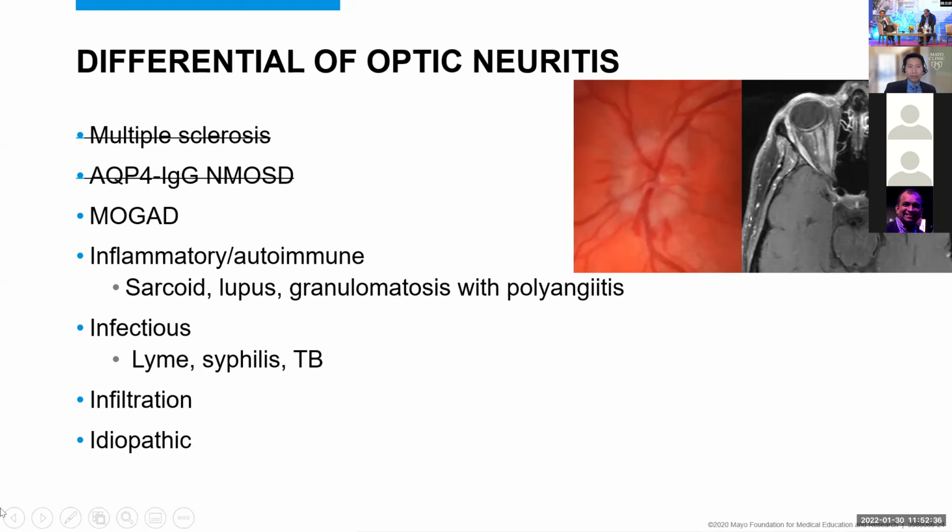But then you'd also want to think about other diseases like sarcoidosis, Lyme, syphilis, TB, infiltration, and idiopathic. Those would all be on the differential diagnosis as well. But I would not think MS, I would not think aquaporin 4 NMO with this clinical picture.